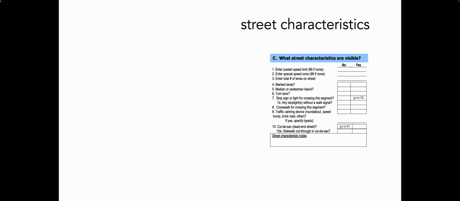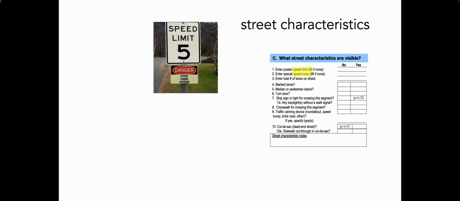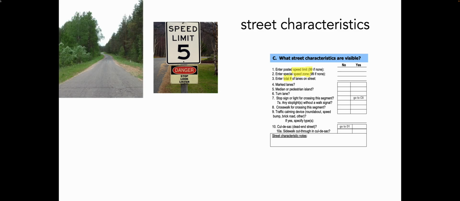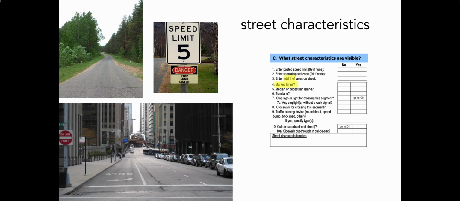The characteristics of the street itself are next considered in the ANC audit. First, note speed limits and special speed zones, for instance near schools, construction zones, or sharp turns in the roadway. Characteristics of street lanes are next observed. Write down the total number of street lanes, exclude turning and parking lanes from this total. Document the presence of marked lanes, that is, lanes with lines to delineate separation.